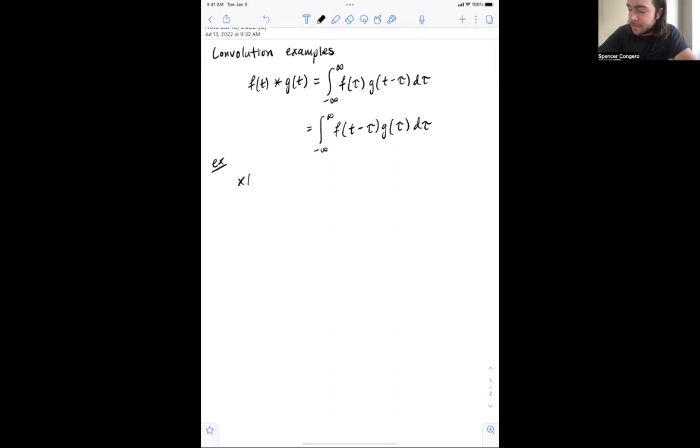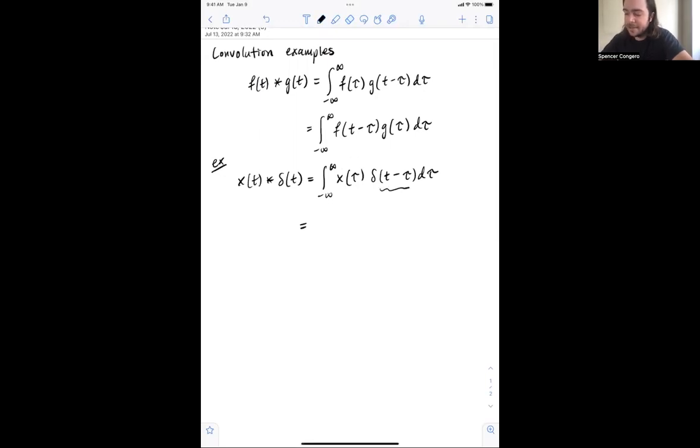So this first example is really important for us: x of t convolved with delta of t. What happens when you convolve x of t with the delta function? Well, let's do the integral. So we have x of tau, delta of t minus tau, d tau, just plugging in. Now I have the integral of a function, x of tau, times a shifted delta. So we know what happens. What we get out is this function evaluated wherever the delta function is located.